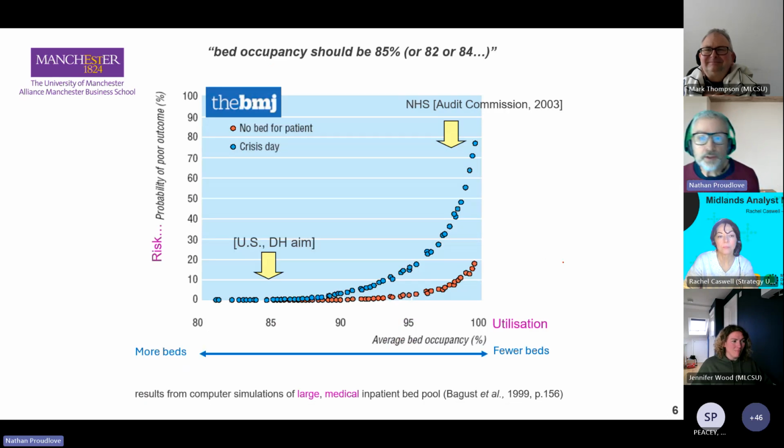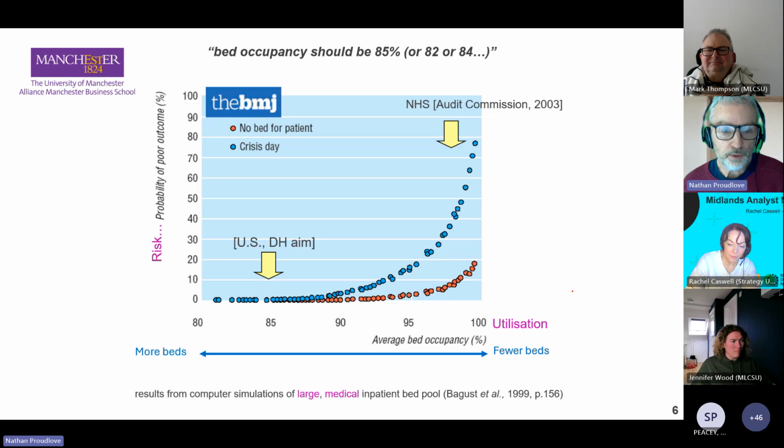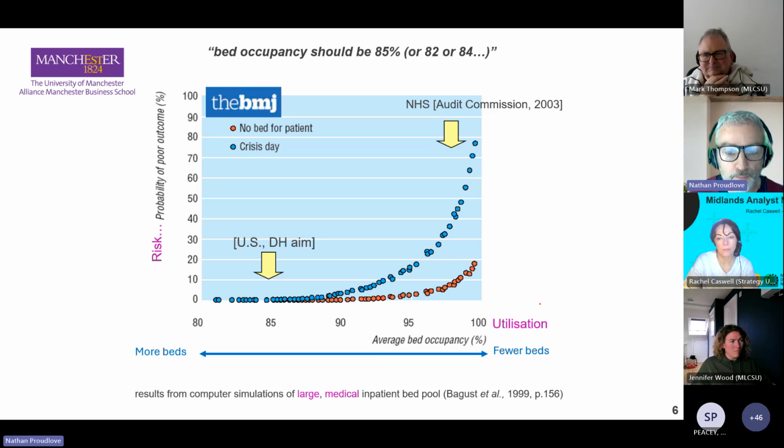So the starting point for a lot of this, and this 85% number, comes from a paper that was produced by Adrian Bagust and co. He's an epidemiological professor at Liverpool, and it got published in the BMJ. So it had a pretty wide reach. What he did is model a large medical bed pool with random arrivals and random length of stays. And he built a spreadsheet simulation model.